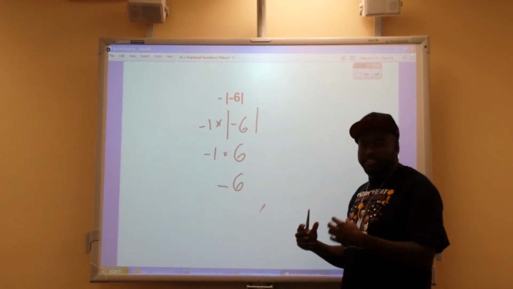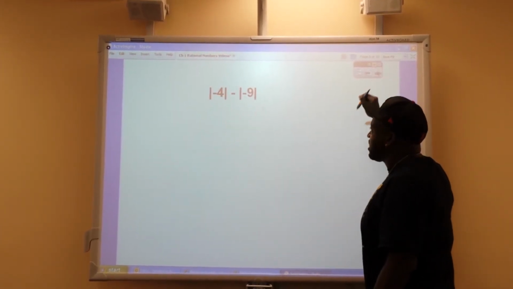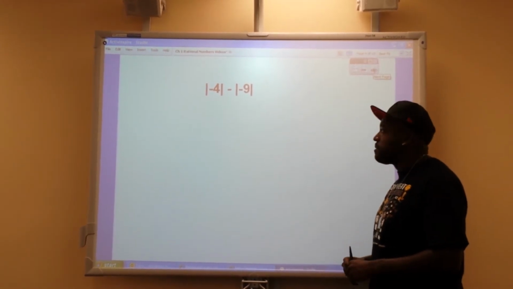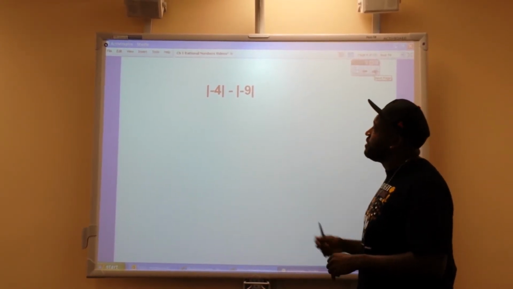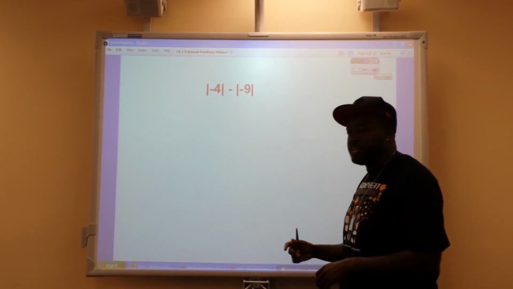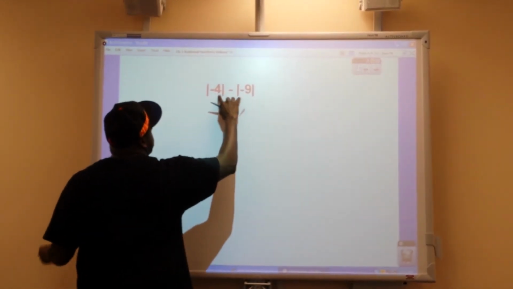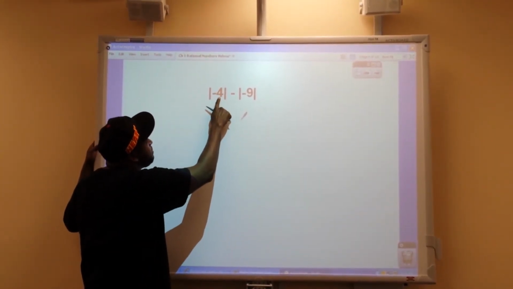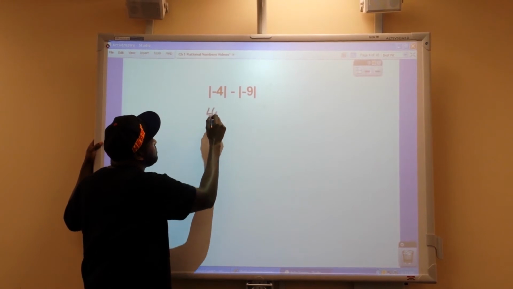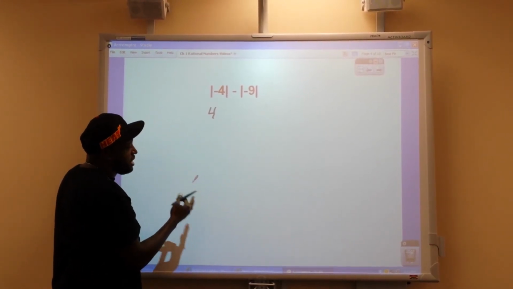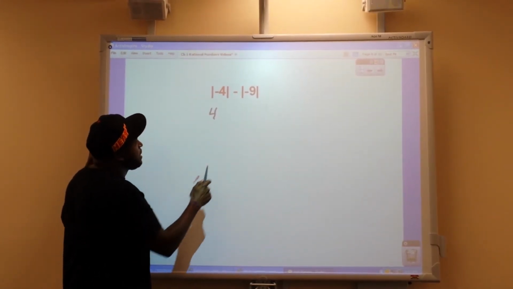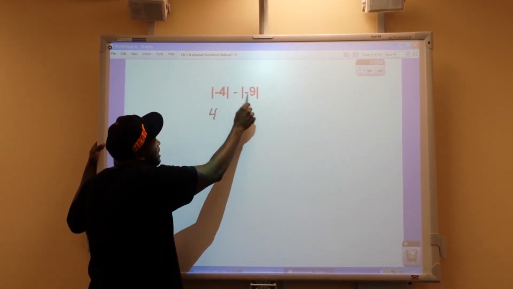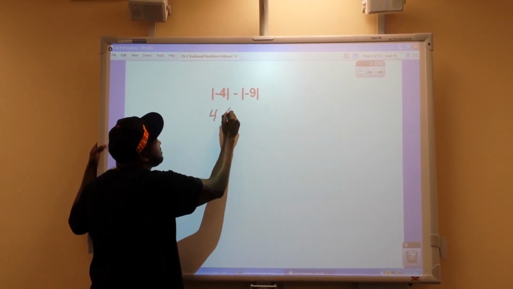Now let's pull all that together and take a look at this problem. The absolute value of -4 minus the absolute value of -9. So again, we treat our absolute values almost like parentheses. We do whatever's in them first. So the absolute value of -4 is going to give me a +4 because -4 is 4 spaces from 0. I still keep whatever's not in the absolute value, so that's a minus.